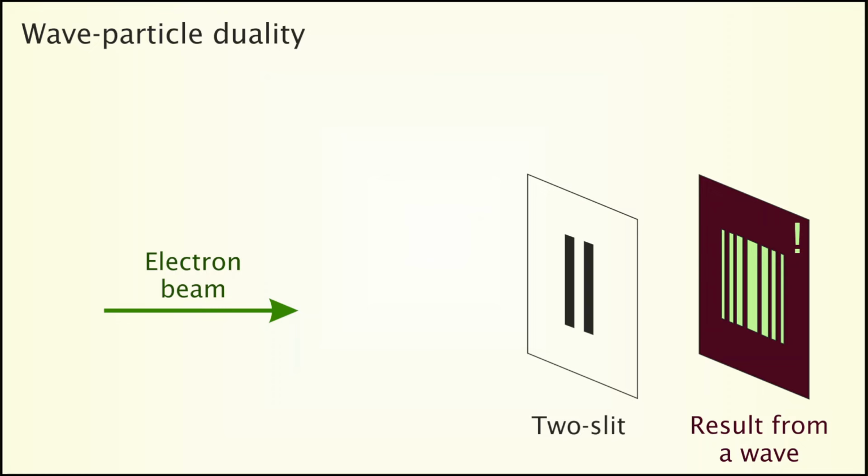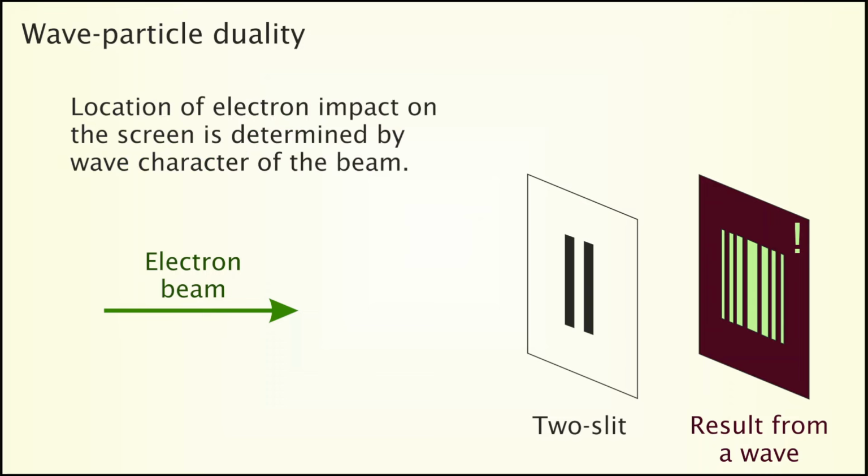And that is difficult to understand with our brain, which comes from a world where it's not possible to have both properties, and that's the main problem when looking at atoms or atom envelopes to understand what you are seeing. So, as a summary, you can say the location of the impact of the electron on the screen is determined by the wave character of the beam.